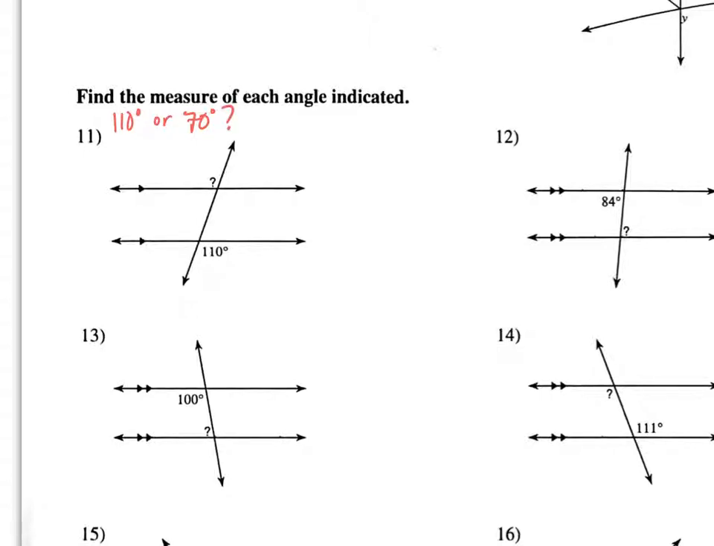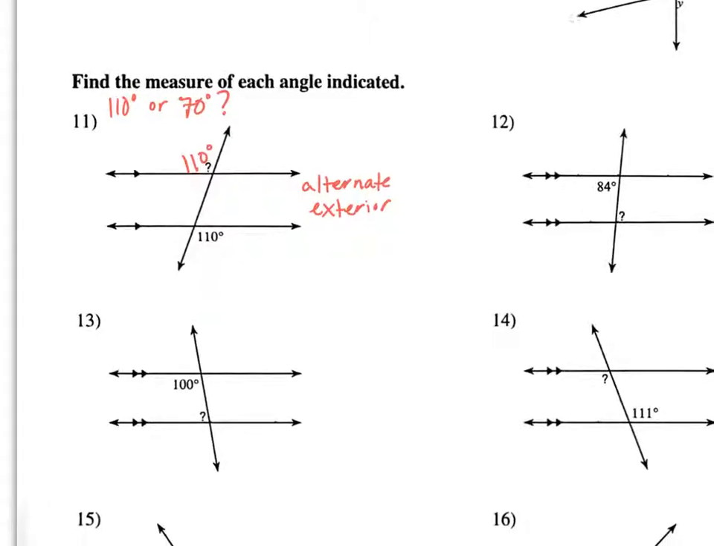I'll put a question mark, because one of those is the answer. I'll tell you what that is. The relationship between those 2 angles is alternate exterior. In our notes, we wrote down that alternate exterior meant that they're equal. So that means this question mark has to be 110 degrees. It's equal. If we found out that they were consecutive interior, then the answer would be 70 degrees. That's an example. So you're going to do the exact same thing on these other ones.